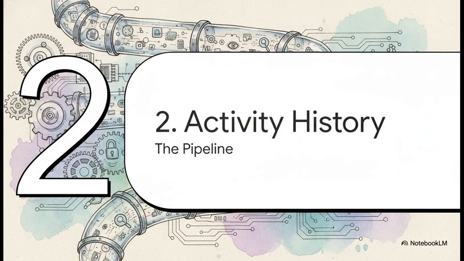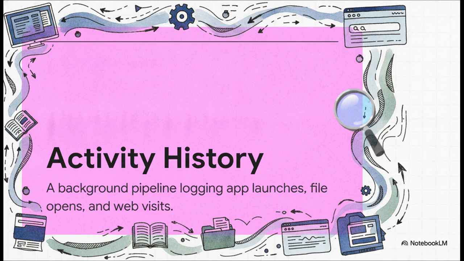Moving on to Section 2, the Activity History Pipeline. Now, activity history sounds like a perfectly benign, helpful little feature, doesn't it? But in reality, it's a background pipeline that logs practically everything you do. We're talking every app launch, every file you open, and every web visit within Microsoft Apps, actively being recorded into a local SQLite database. This makes it one of the absolute richest behavioral data sources that Windows collects on you.